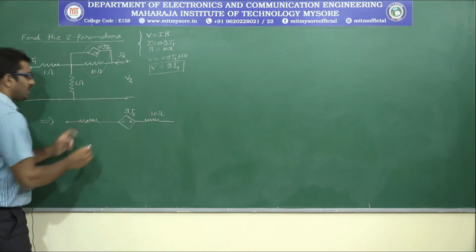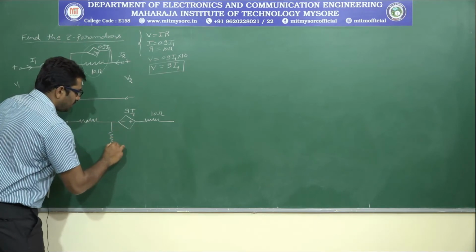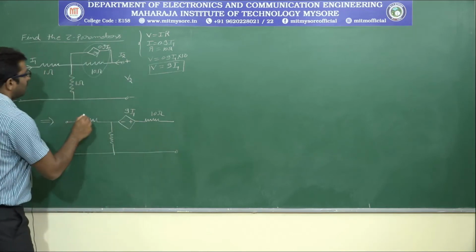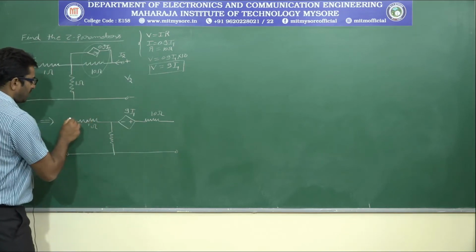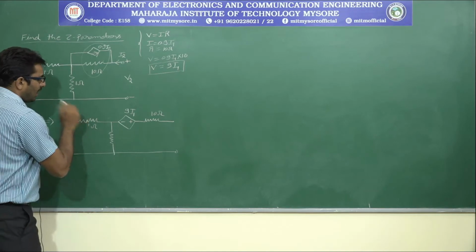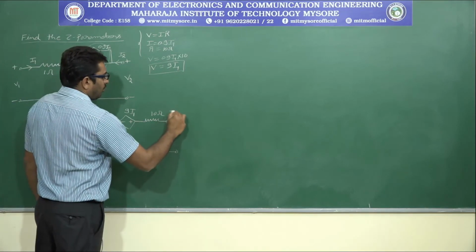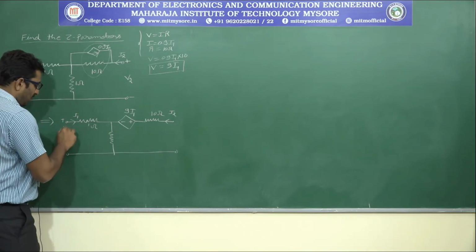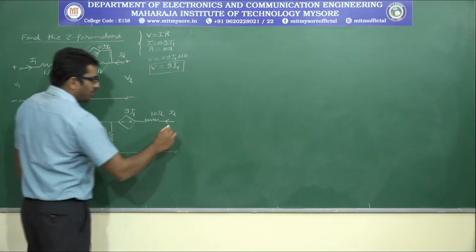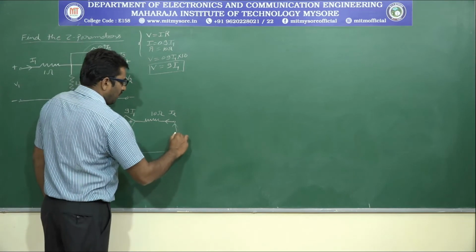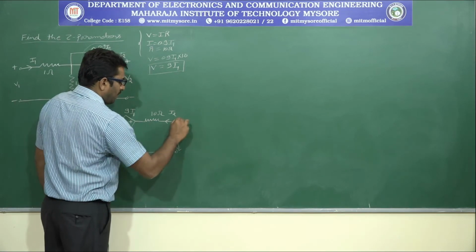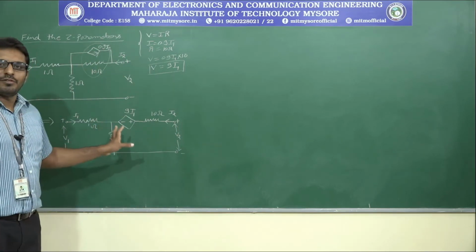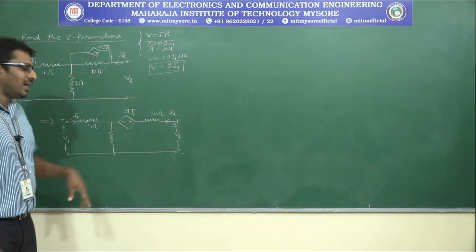Is that clear? Next, 1 ohm resistance here. Let me complete the circuit. What is this resistance value? 1 ohm resistance. The current across the input port is I1, the current across the output port is I2. The input voltage is V1, the output voltage is V2, plus to minus. Okay. Now it is the simplest form of the given circuit. It is just like a T network.